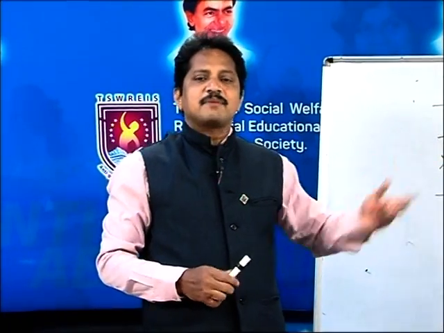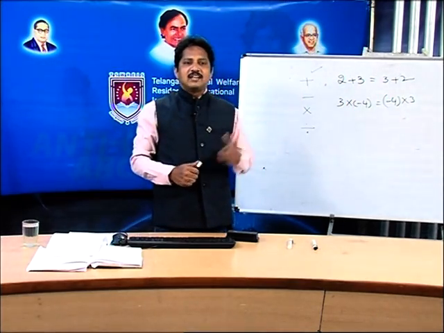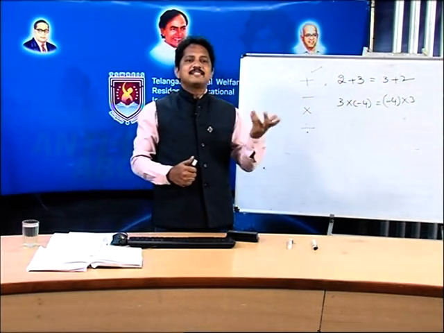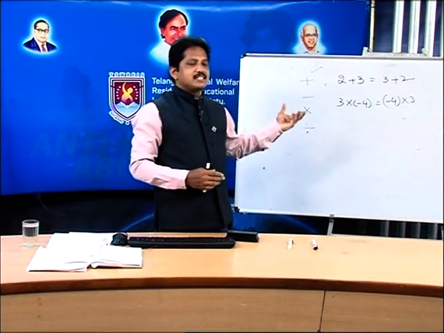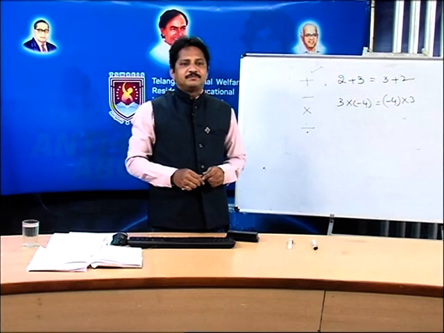So, what are 3 and minus 4? These are integers, and the cross stands for multiplication. So, it is the multiplicative commutative law in integers.